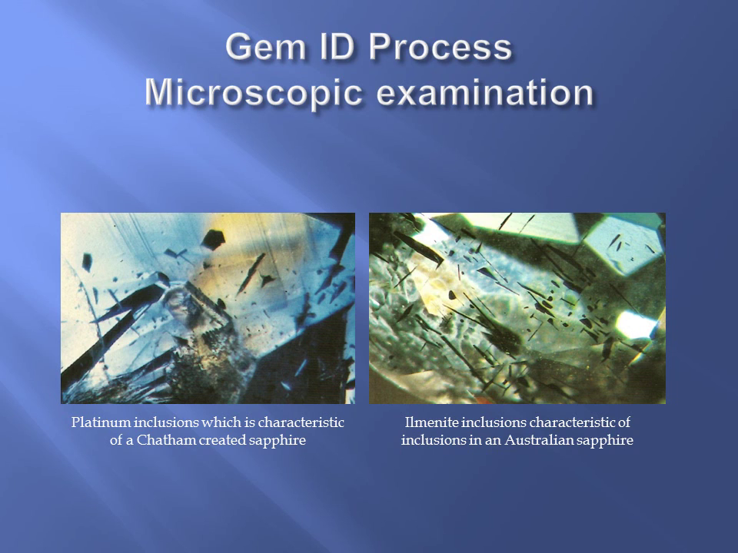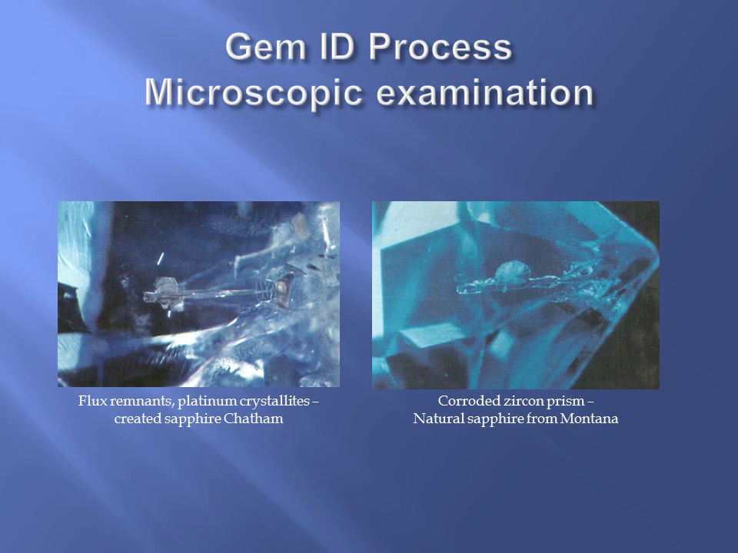But you can see how the two pictures look very, very similar, and we need to identify those little inclusions in order to determine if it's natural or synthetic. Here's another illustration of two different stones. One's natural, one's synthetic, but you can see how similar the pictures are. So you have to be very, very careful and know your gemstones, and that takes a qualified gemologist to determine which is natural and which is synthetic.